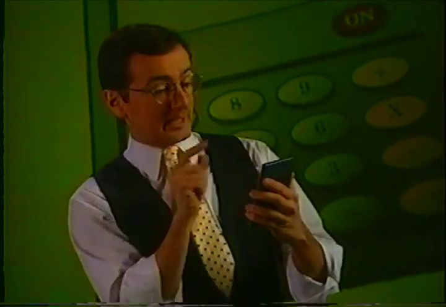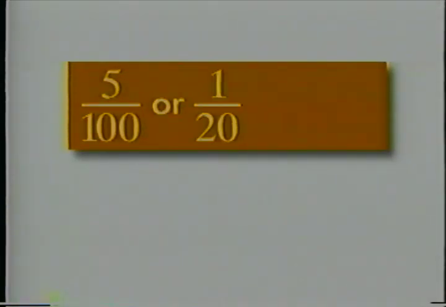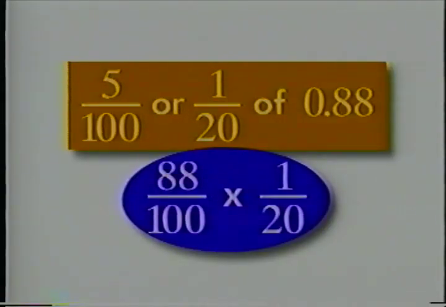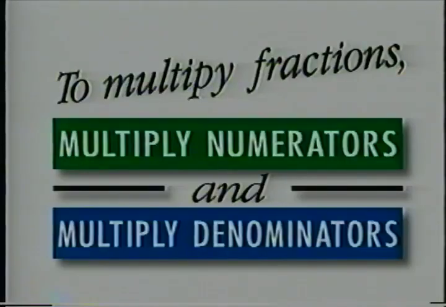So I do it on my calculator and get 0.44. Hold it. Think about what you're doing, man. 0.44 is half of 0.88. Yeah, so? But you are multiplying by 0.05. You want only 5/100ths, or 1/20th of 0.88. 88 over 100 times 1 over 20. Your answer's going to have to be a lot smaller.